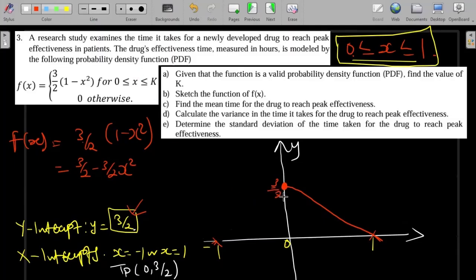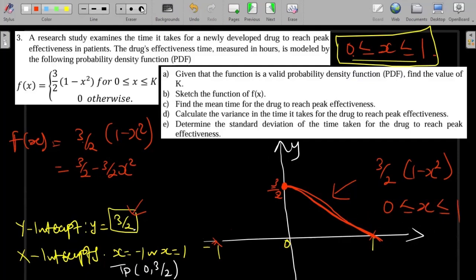Okay, so the part that they want you to show them is just this part here. It's a smooth curve like that. It's not a straight line, it's a curve because it came from here and then it went like that, right? So don't draw a line here, draw a smooth curve like that. This part here is the graph that they want, which is 3/2 times (1 minus x squared) for the interval 0 to 1.